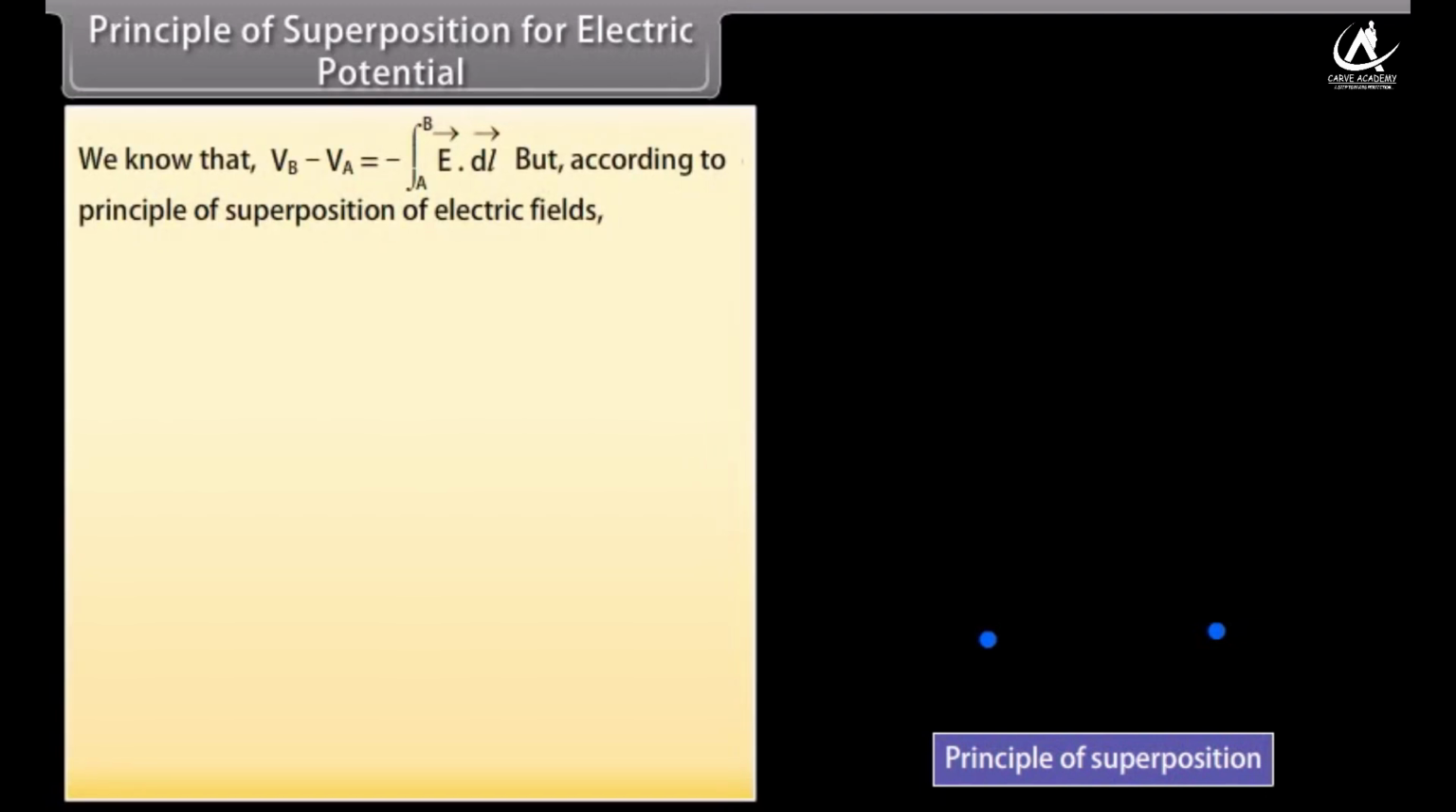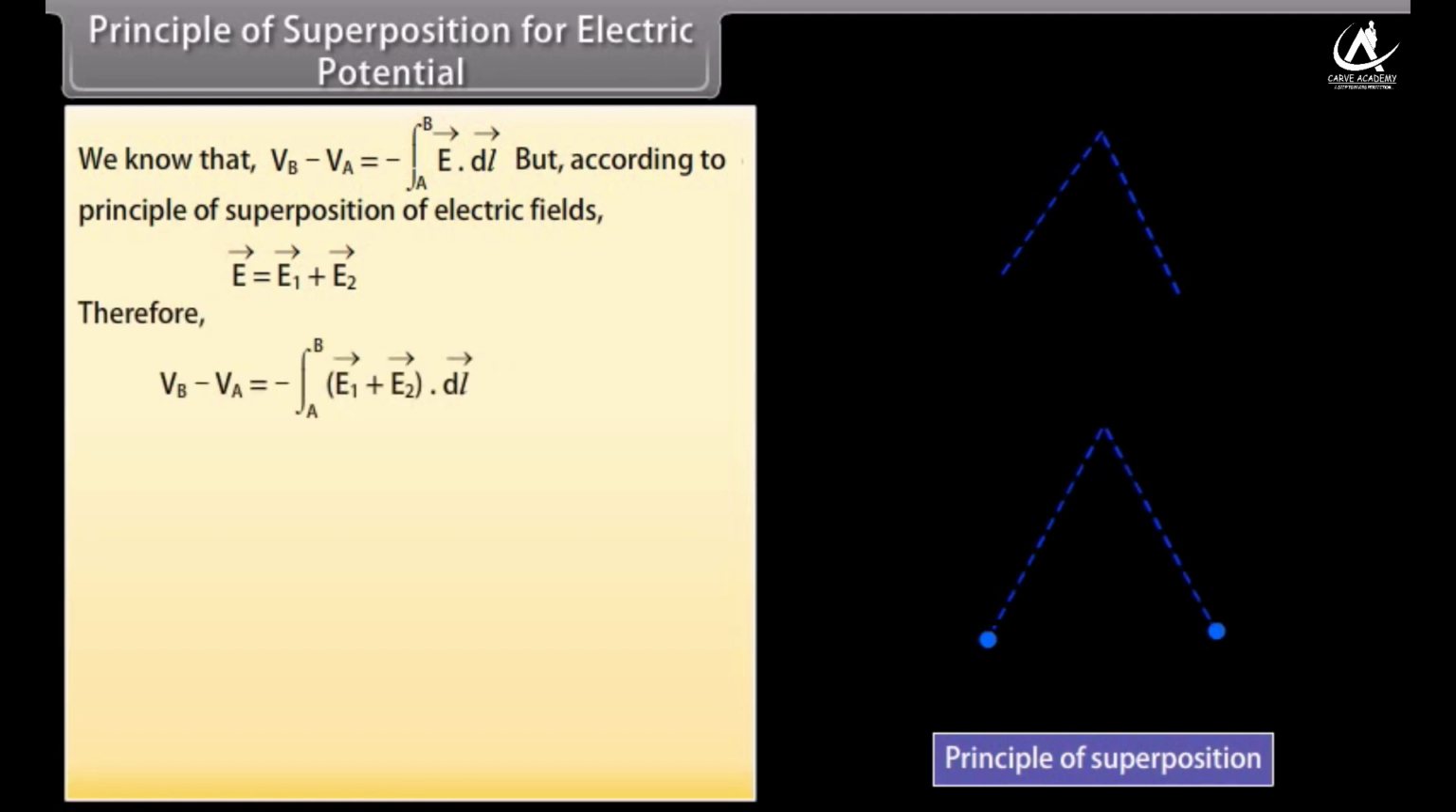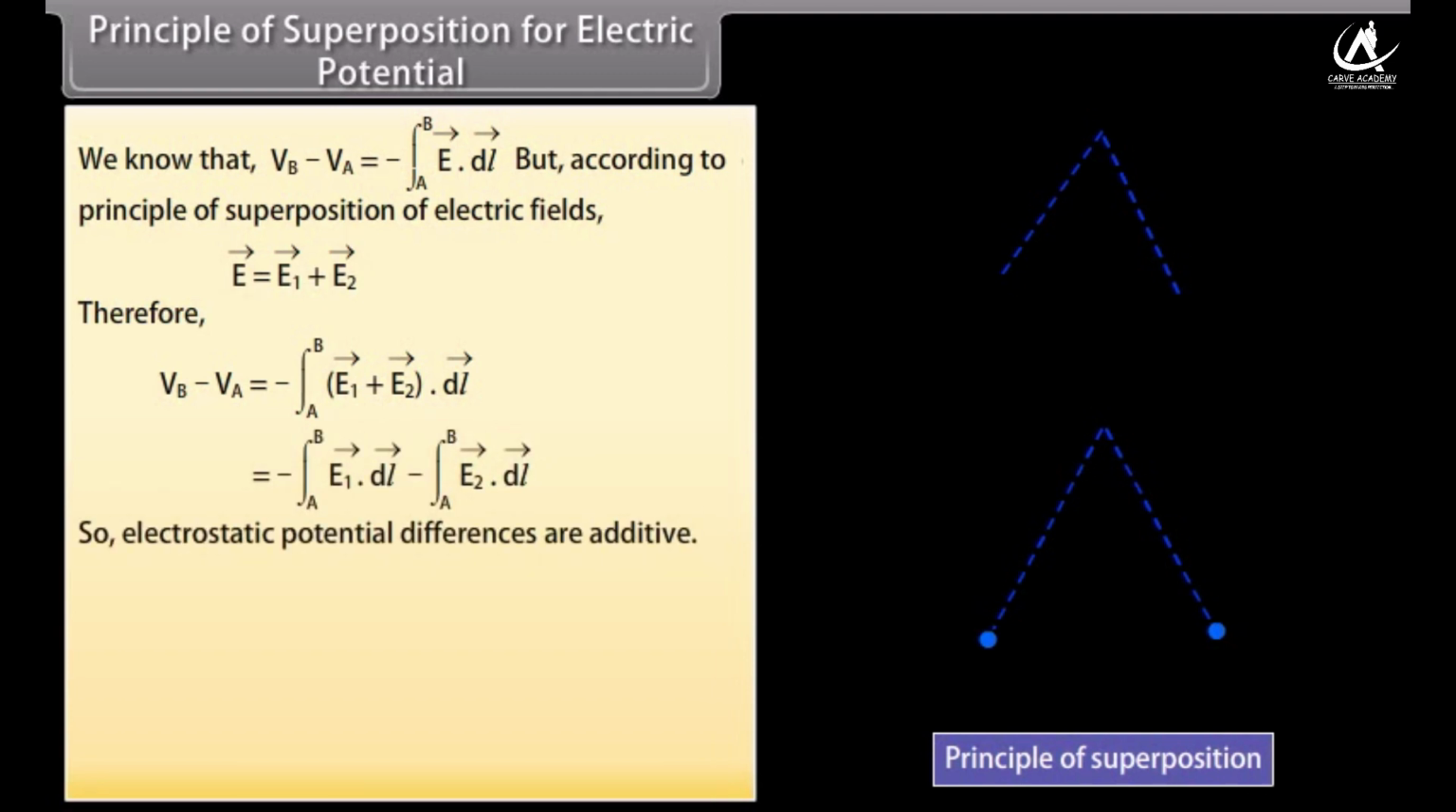We know that V_B − V_A = −∫ from A to B of E·dl. But according to principle of superposition of electric fields, E = E1 + E2. Therefore, V_B − V_A = −∫ from A to B of (E1 + E2)·dl. So, electrostatic potential differences are additive.